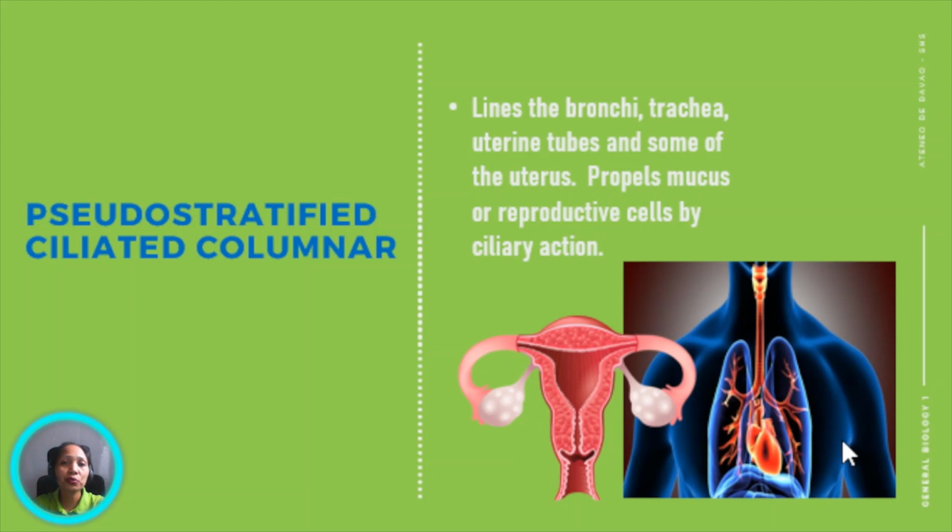Next, we have the pseudostratified ciliated columnar epithelium. So this lines the bronchi, the uterine tubes, and some of the uterus. It propels mucus or reproductive cells by ciliary action because in this epithelium, it has a cell modification that is a cilia, or hair-like projections of the cell.